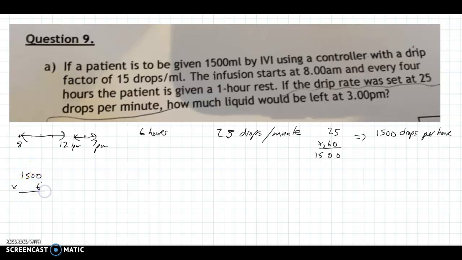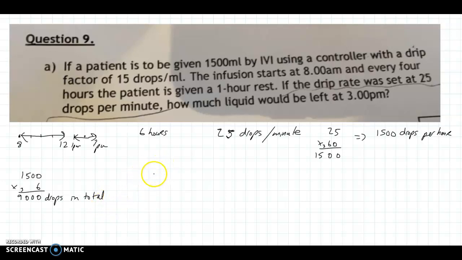Now the total drops, we have 6 hours, so we're going to get 1500 and multiply by 6. 6 zeros is 0, 6 5s is 30, carry 3, 6 1s is 6 and 3 is 9. 9,000 drops. This is our total drops. 9,000 drops in total is what this patient is going to receive in the 6 hours, right?